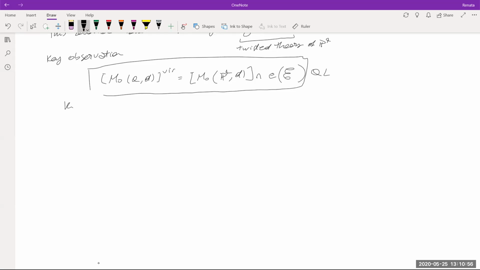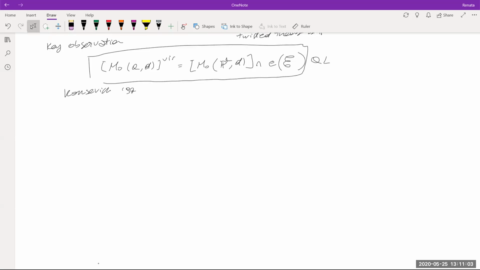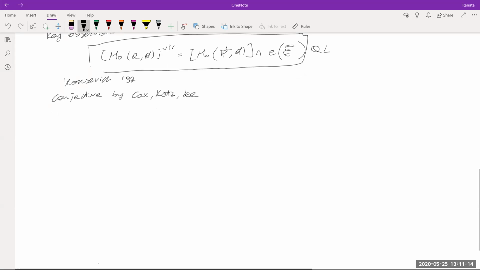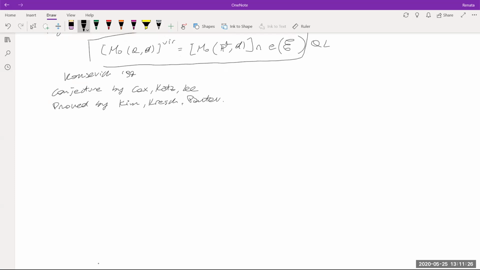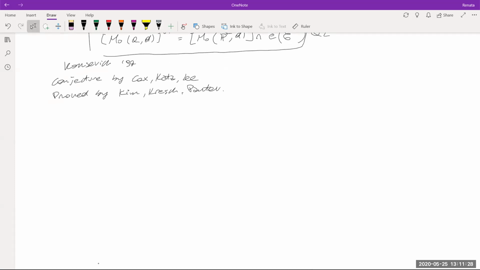in '94, but in this form, this equality has been conjectured by Cox, Katz and Lee, and proved by Kim, Kresch, and Pantev as a functoriality statement.